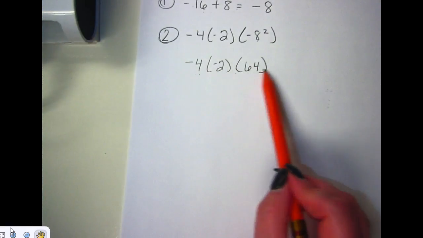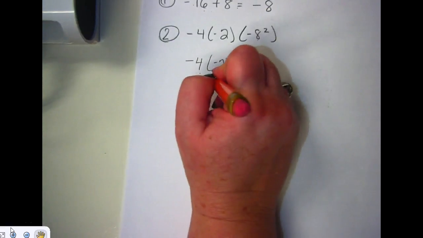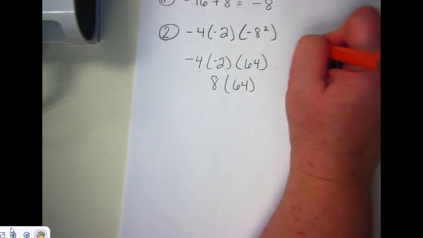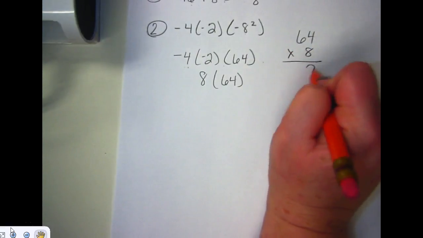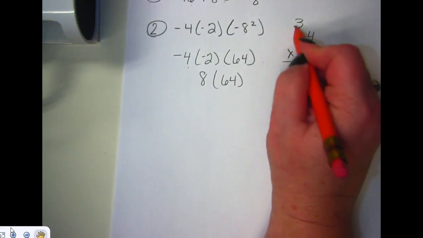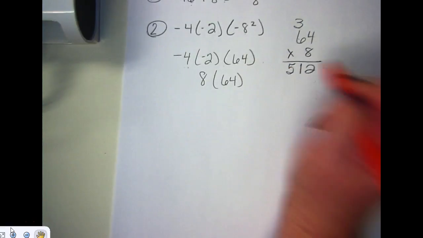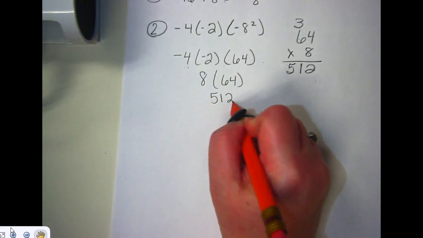From left to right, negative 4 times negative 2 is 8. And 8 times 64. 48, 49, 50, 51... 512.